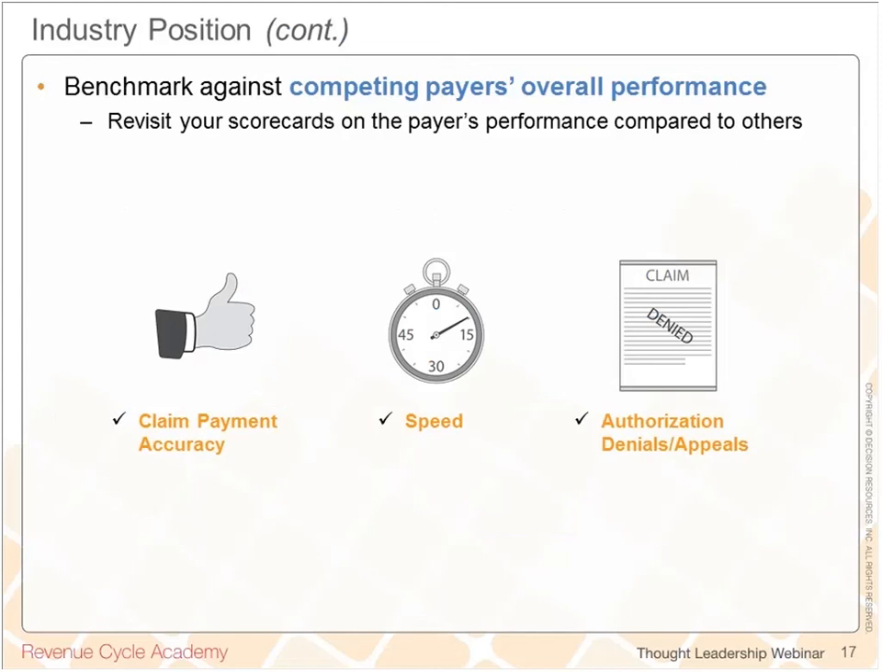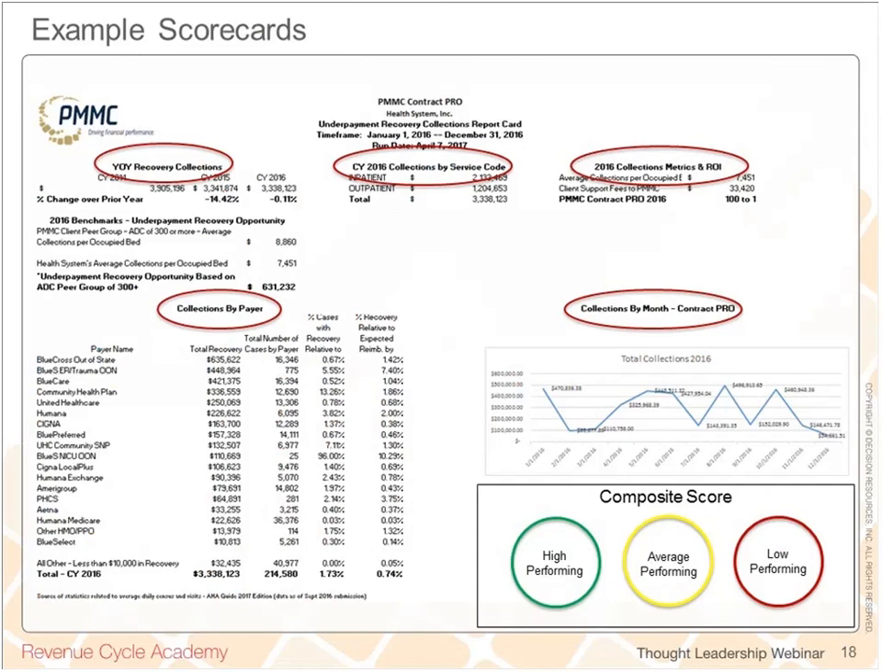Some of you may have scorecards you use internally. Some may use them as documents you share with your payers during the year, but all those factors come into play alongside the financials for the negotiation. We have an example here, Greg, of a scorecard. I'll leave it to you.